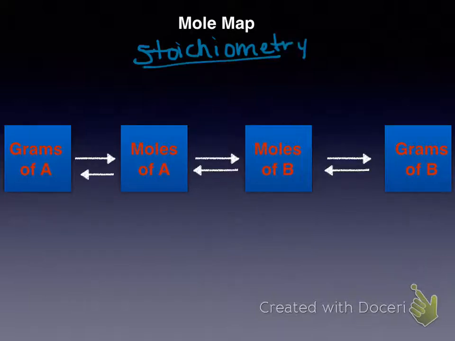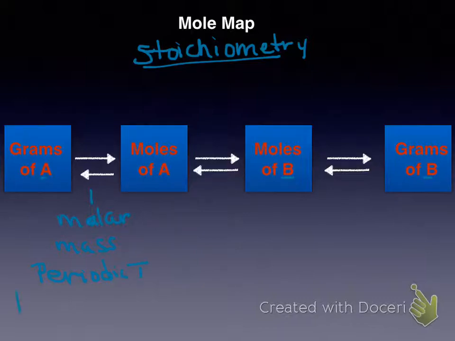Okay, so our mole map now not only has just one substance in it, we now have two substances. Notice we've got substance A and substance B. Okay, so we need to know, how do we convert from one of these boxes to another? First of all, anytime we're converting from grams to moles or moles to grams, it's what we've done in the past. We're just going to use the molar mass. Okay, and we get the molar mass always from the periodic table.